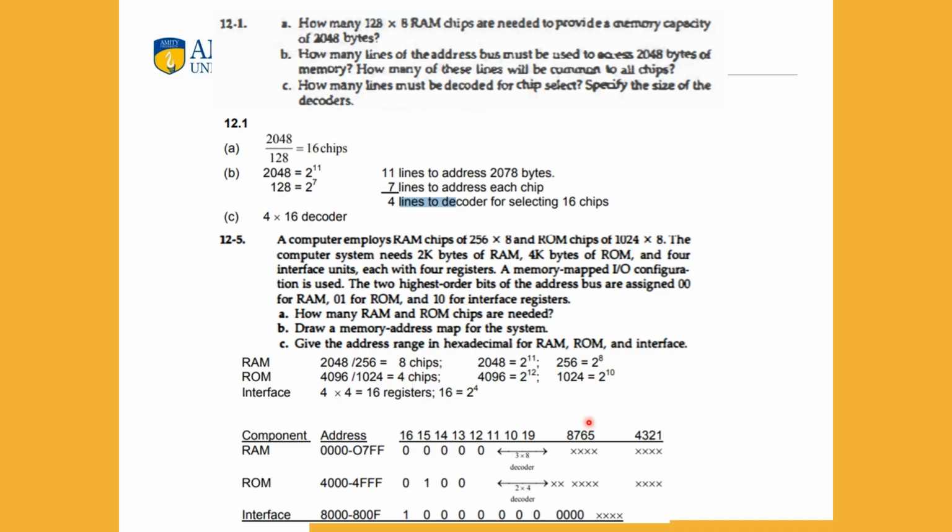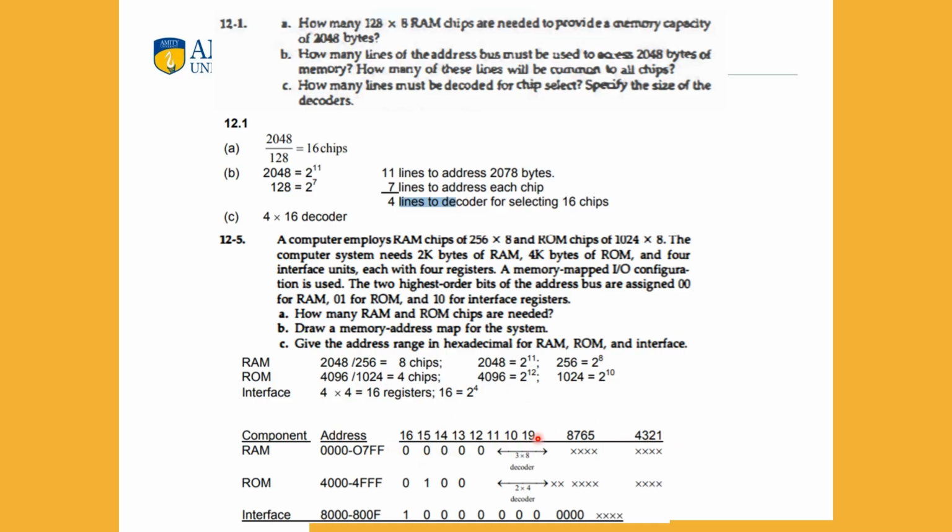Using these values, we are now going to find out the mapping. It is important to learn how to draw the map for the RAM and ROM. So the first column talks about the component, which is the RAM and the ROM, and the address is given for the RAM and the ROM. We have the address ranging from 1 to 16 bits.